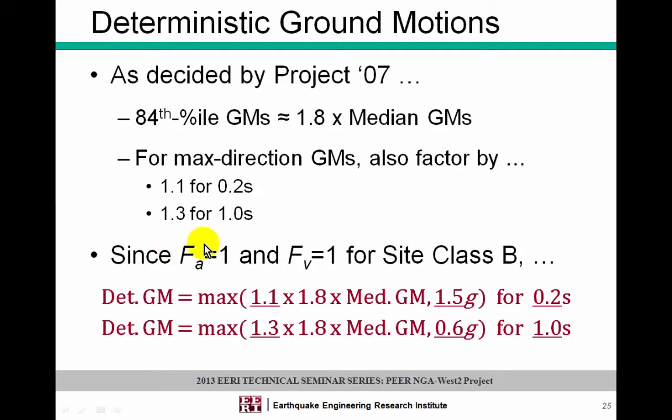So at the end of the day, as I mentioned, the deterministic ground motions, you can calculate them essentially as the max of 1.1 times 1.8 times the median ground motion from the USGS for 0.2 second, but no lower than 1.5 g. And then similarly for 1 second spectral acceleration, you just have a 1.3 factor for the maximum direction conversion. Still the 1.8 to go from 50th percentile to 84th, and then a floor of 0.6 g. And these floor values essentially come from equivalents of the old UBC zone 4.